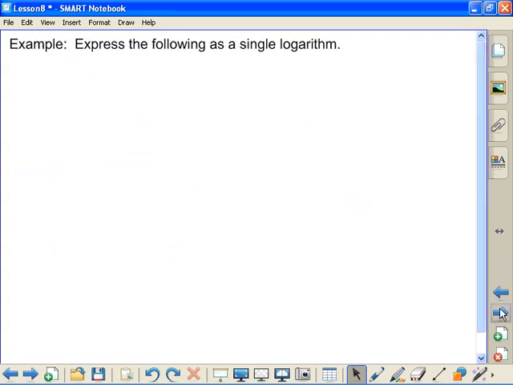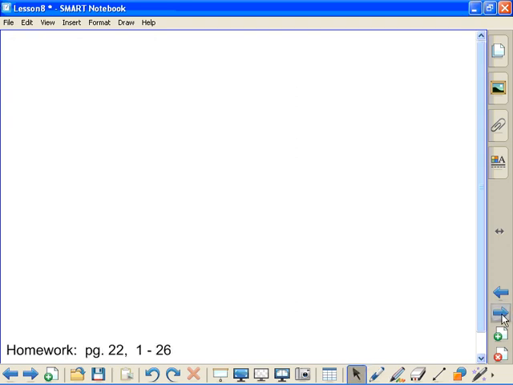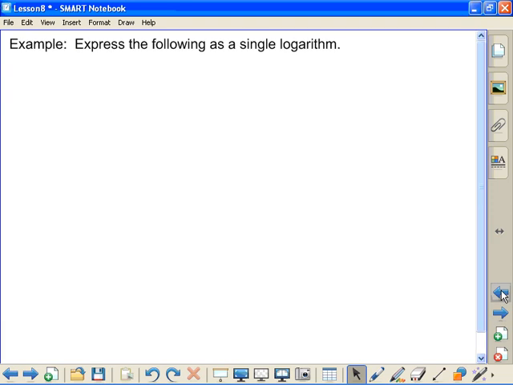Second portion of the lesson is going the opposite direction. It's taking something that's very complicated and simplifying it. So my example in this case, in terms of the simplification, let's do 3 log of x plus 2 log of y minus 5 log of z.